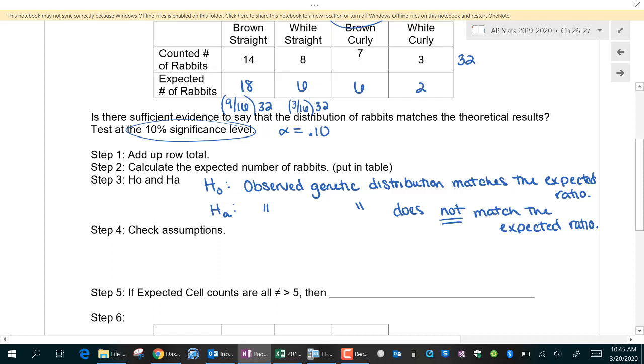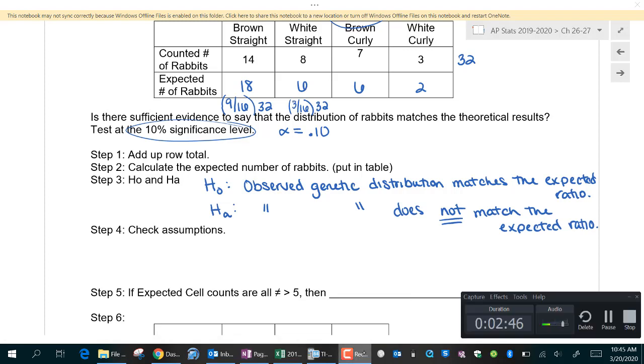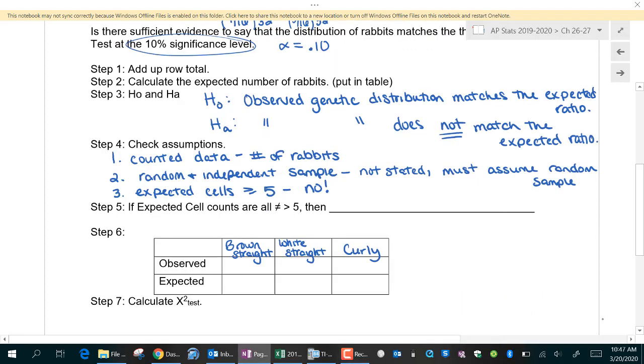Okay, again, I'm going to pause so that I write in my assumptions or conditions. Okay, so we still have 3 conditions. The first one being counted data. Well, because it was the number of rabbits, it is considered counts. The second one being random and independent sample. Now, in this example, it was not stated if the sample is gathered randomly. So I must assume that it is a random and independent sample.